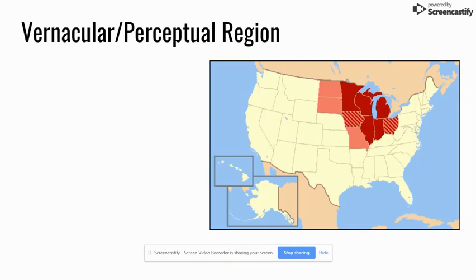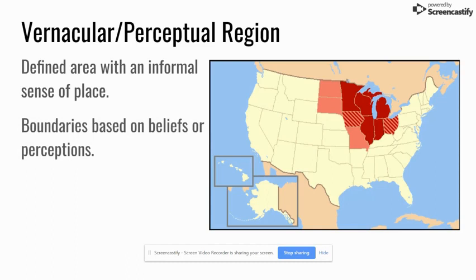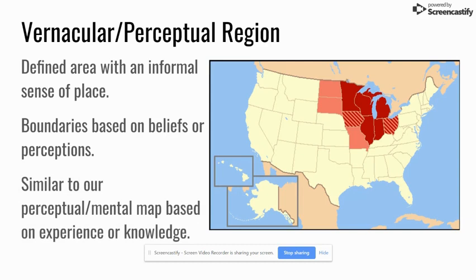Very different then from formal and functional regions are what geographers call a vernacular or a perceptual region. A vernacular region then is an area that is defined by an informal sense of place or a belief about an area that exists, usually because of either our experiences or our perceptions or maybe our knowledge that we gain from school. Many times, this is also referred to as kind of a mental map, the way that we visualize, understand, perceive, believe about the world around us, right?